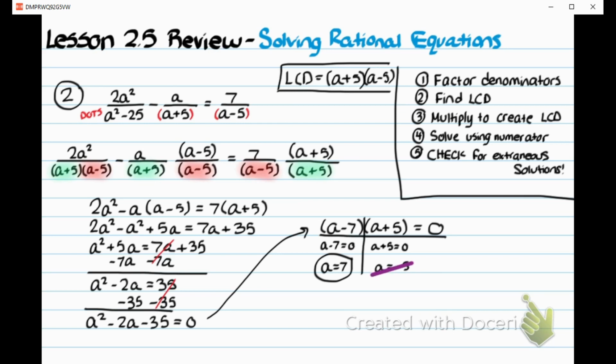Okay, so remember, this is considered an extraneous root or solution. Okay, root, solution, they mean the same thing. It's interchangeable, but it's an extraneous root and an extraneous solution.